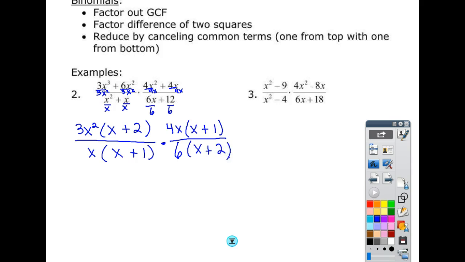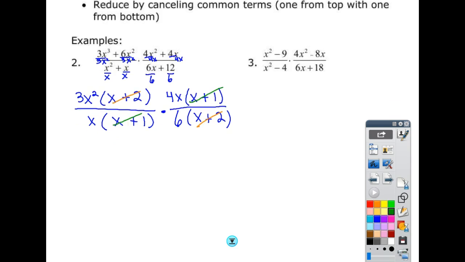Okay, so now comes the fun part. We get to cancel some stuff out. The x plus 2's cancel. You just have to have one on the top and one on the bottom. They can be in different locations, left or right, but one on the top, one on the bottom. And then I would say the x plus 1's cancel.